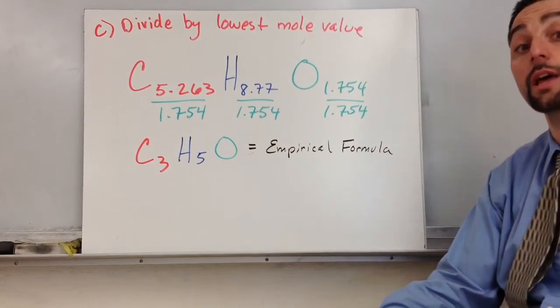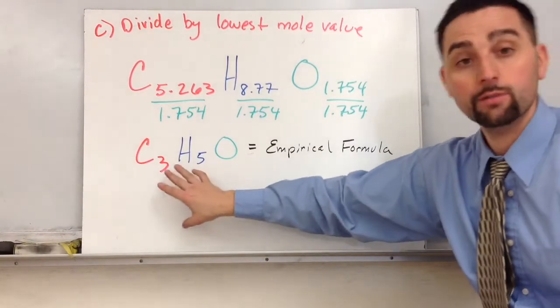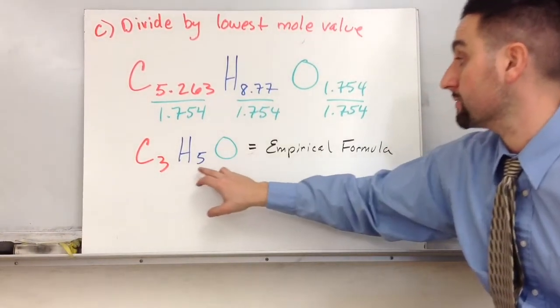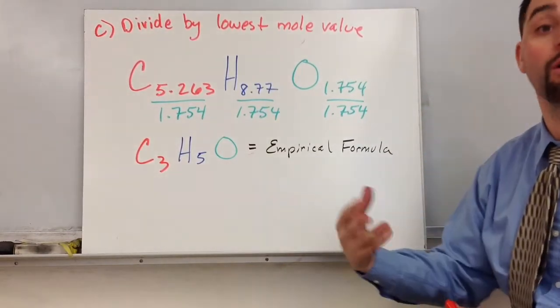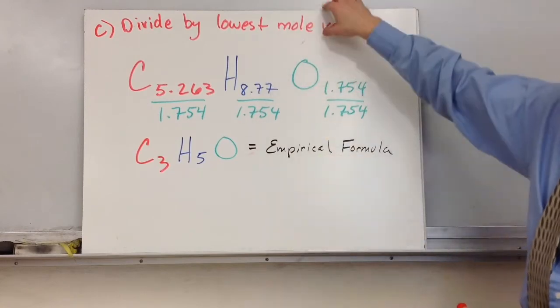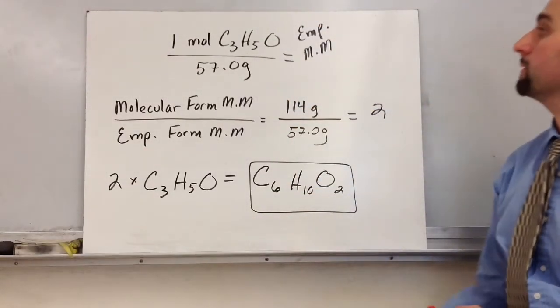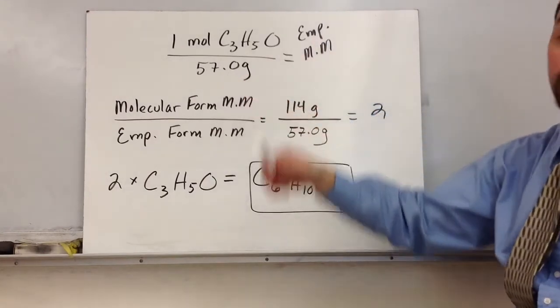They said find the molecular, okay? So I know my molecular formula is going to be some multiple of 3, 5, 1. It could be 6, 10, 2. It could be 9, 15, 3. Some multiple of this. So let's find out what the molar mass is of the empirical. The molar mass of the empirical formula is 57 grams.